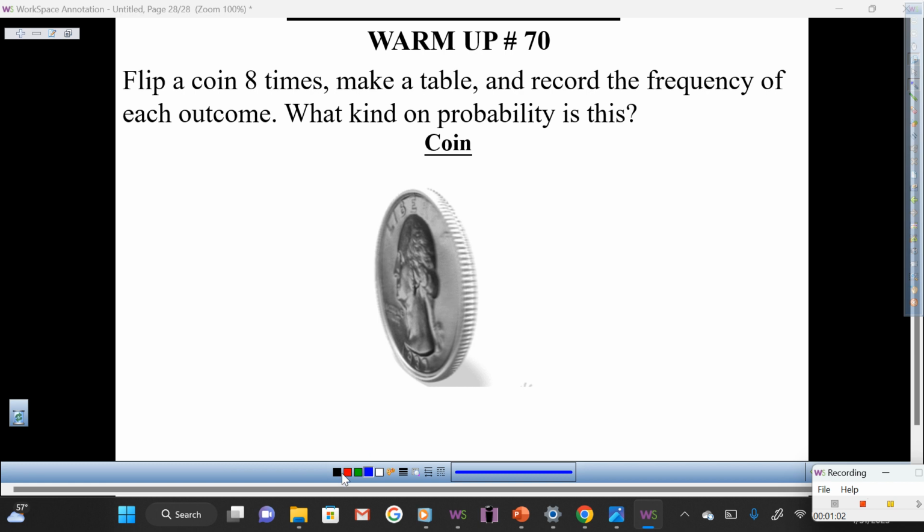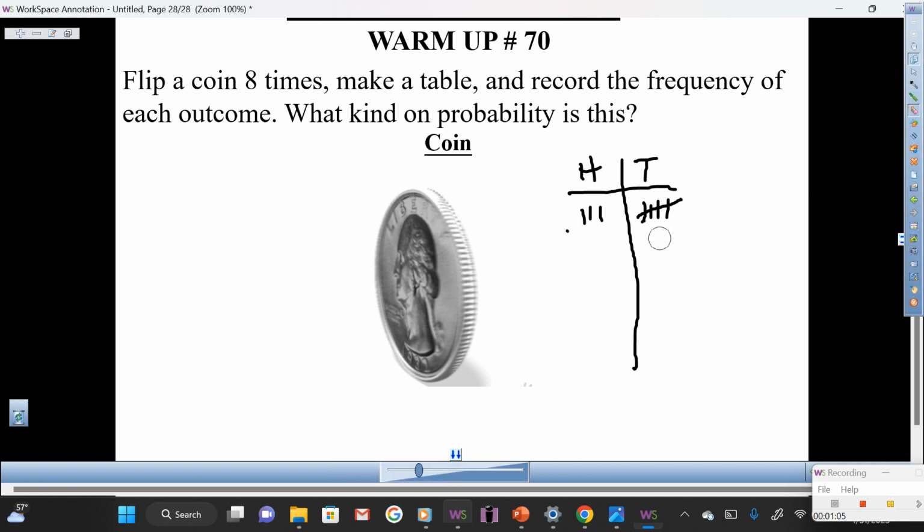How about Amy? Let's see. What did you do to record your flips? A table, okay. Nice and straight like mine? Okay. And then? Okay. So, it looks like out of 8, tell your neighbor what's the probability of a heads according to Amy's tosses or flips, and the probability of tails.